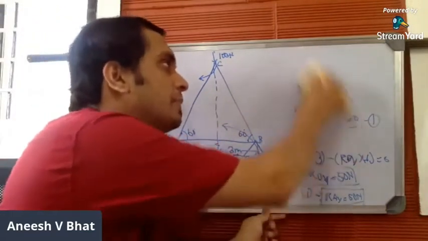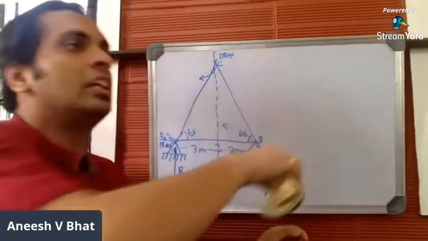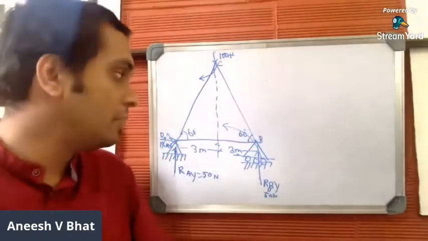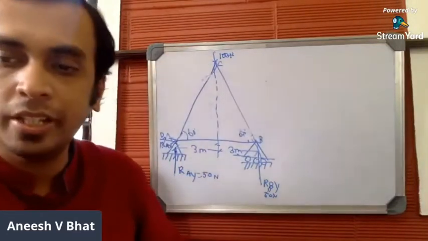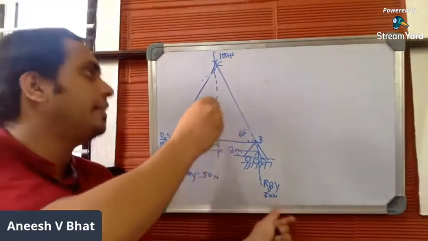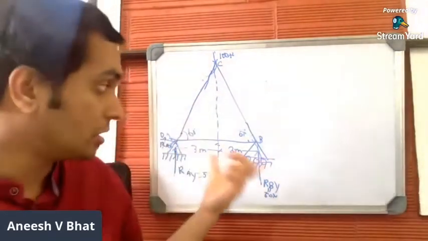Step number 1 will always be easy here because you'll not be given any UDL or UVL or an inclined load. Nothing will be there. All the loads will be straight, without any inclination. So you can easily find the support reactions in step number 1. So step number 1 is done. We got the support reactions.